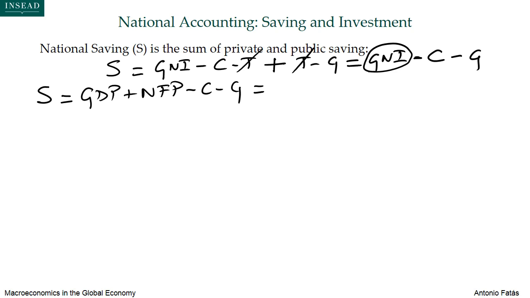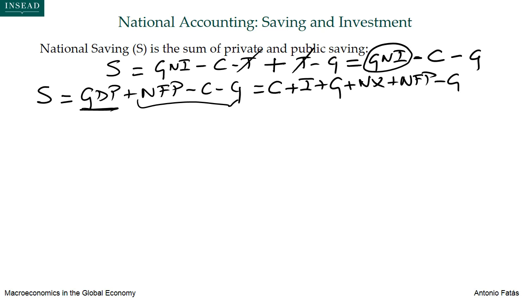And now we simply take the definition of GDP and we include the four components of GDP into this expression, which are consumption, investment, government spending, and net exports. And we leave the other three terms exactly the way they were: net factor payments, consumption, government spending with negative sign.